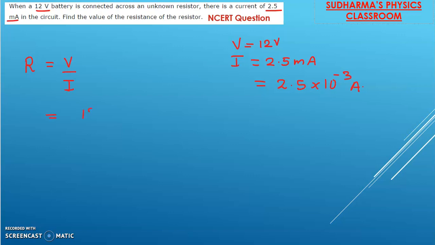So V equals 12 volt and I equals 2.5 into 10 power minus 3 amperes. Volt by ampere will give you ohms. So after solving, you get the value as 4.8 into 10 power 3 ohms. You have to practice solving this. I just wrote the answer here. You have to solve it yourself.